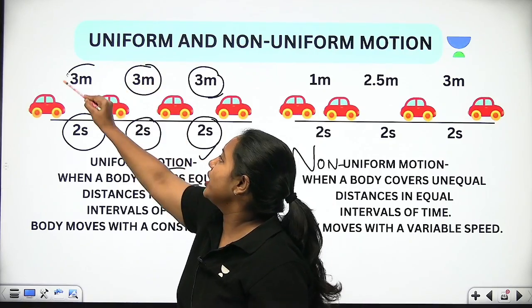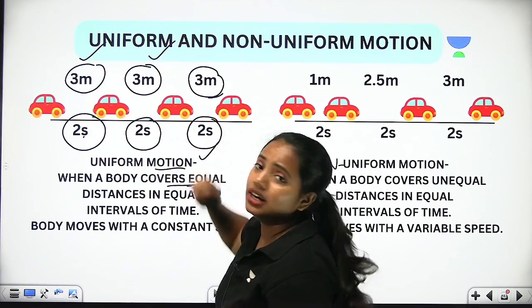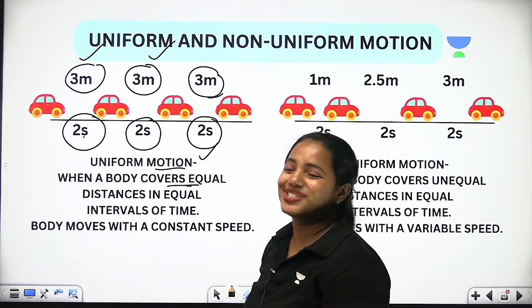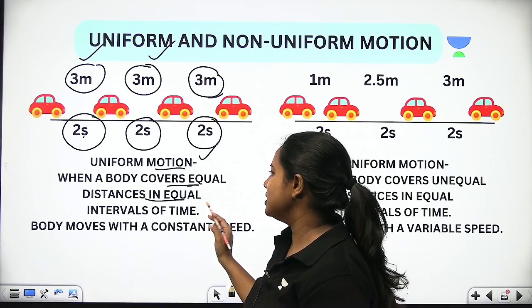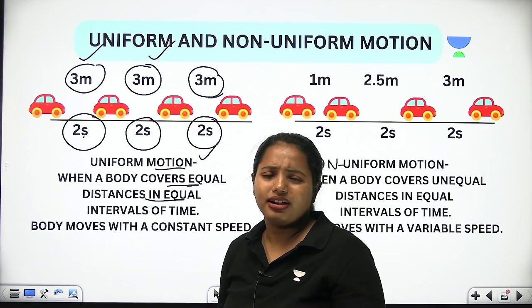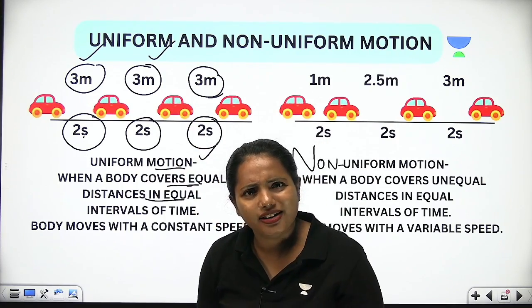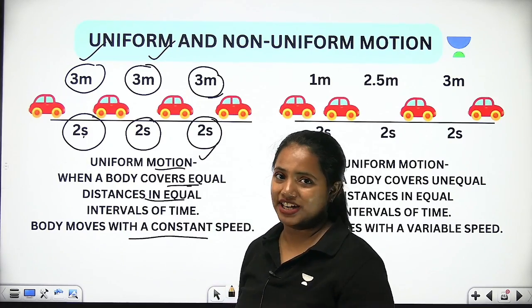Look at it. 3 meters. In the first 2 seconds it covered 3 meters. In the second 2 seconds it covered 3 meters. And in the third 2 seconds also it covered 3 meters. And similarly, you can see that if the body covers equal distances in equal intervals of time, does it make any kind of change in speed? No, right? And that is the reason the body moves with a constant speed here.